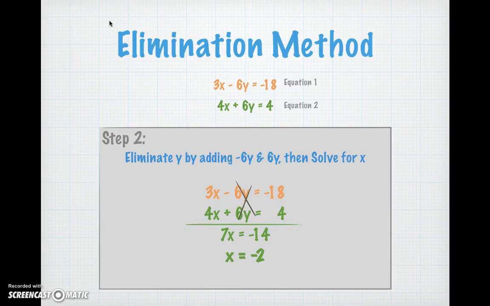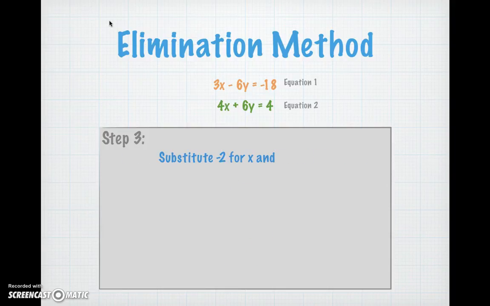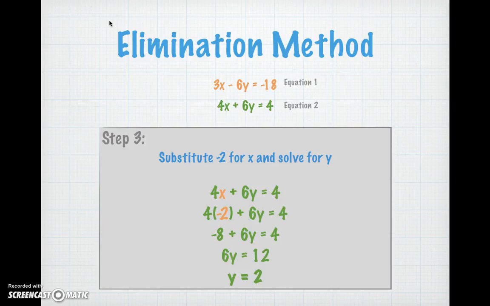Now that I know that x equals negative 2, I can go back and substitute negative 2 into one of my equations for x. So I'm going to take my second equation, and I'm going to substitute negative 2 into x and solve for y. So I get 4 times negative 2 plus 6y equals 4. If I simplify it, I get negative 8 plus 6y equals 4, which simplifies further down to 6y equals 12, which gives me y equals 2.